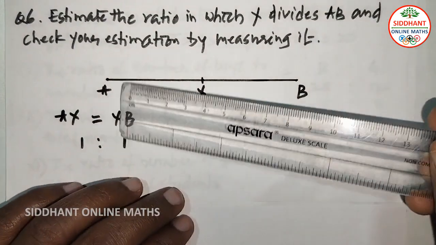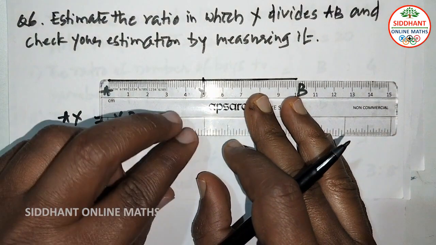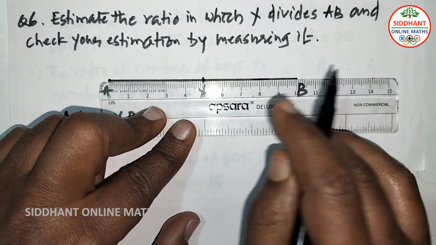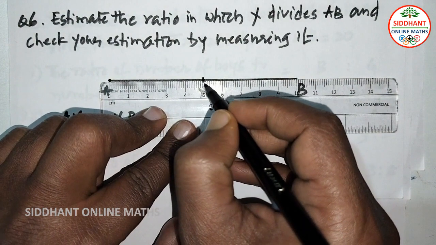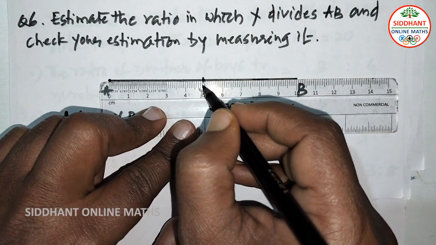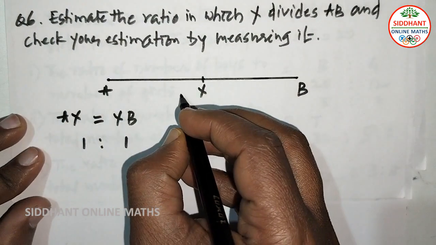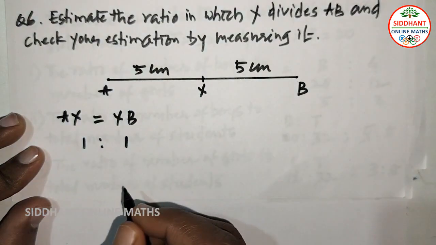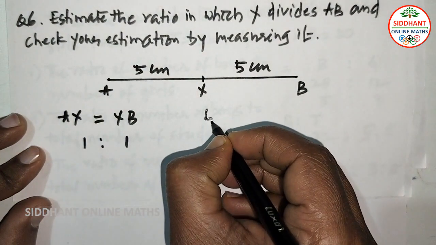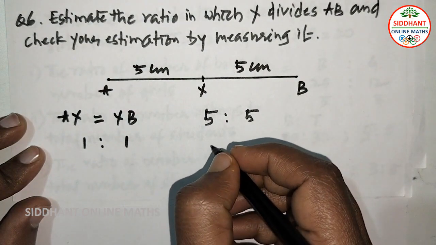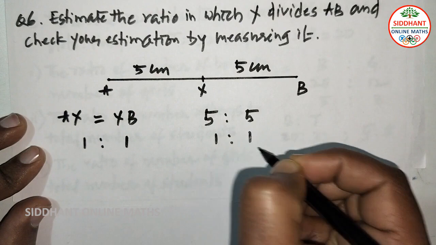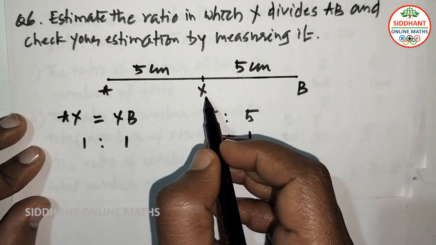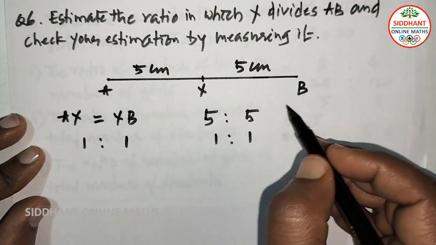Suppose when you keep the scale here, AB will be 10 centimeters and X will be at 5 centimeters. So we can say that AX is 5 centimeters and XB is 5 centimeters. So that is 5:5, and the simplest form will be 1:1. So when it is 1:1, we can say that point X divides AB into two equal parts.